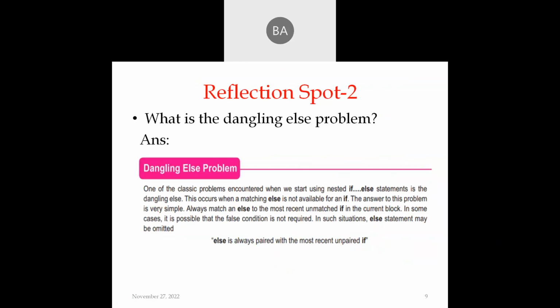Now this is the reflection spot 2. So what is the dangling else problem?